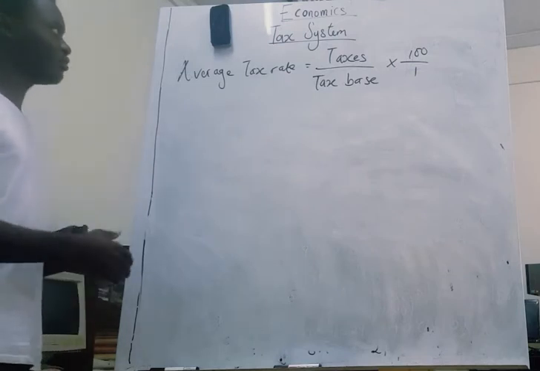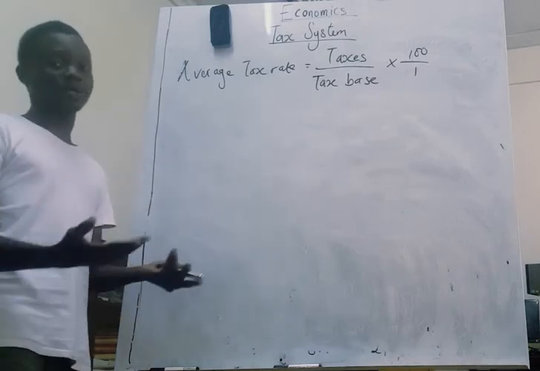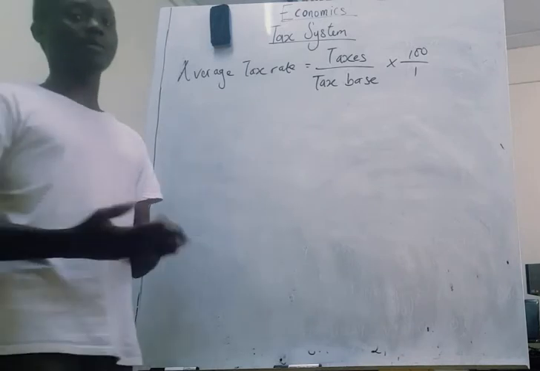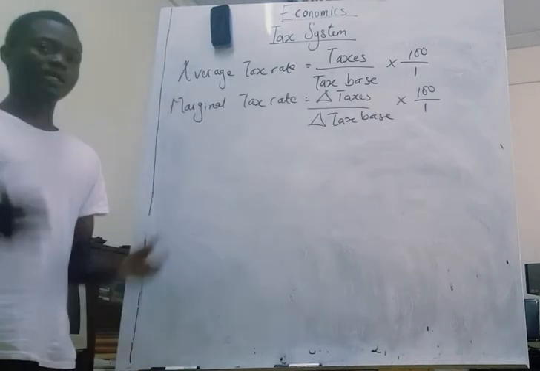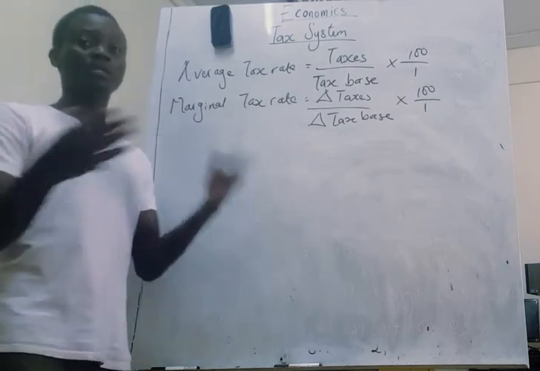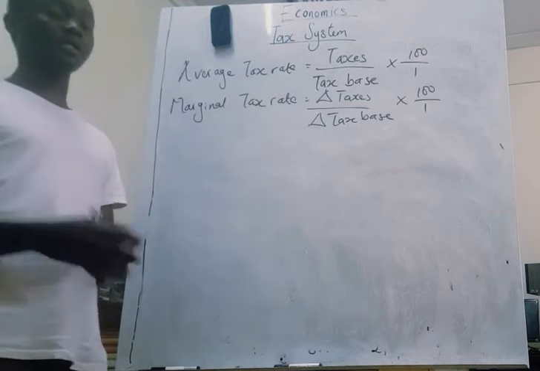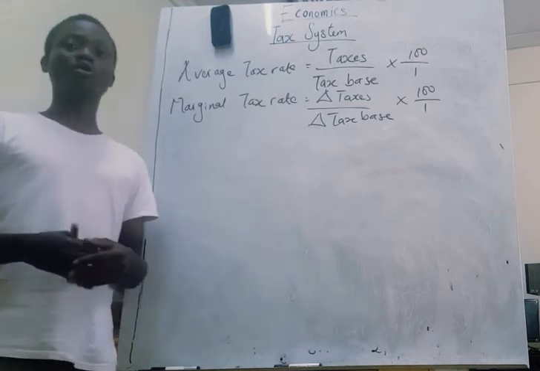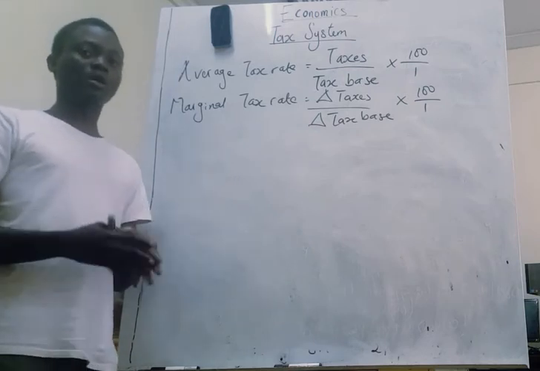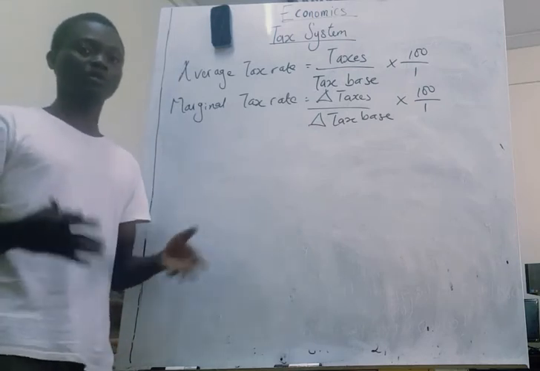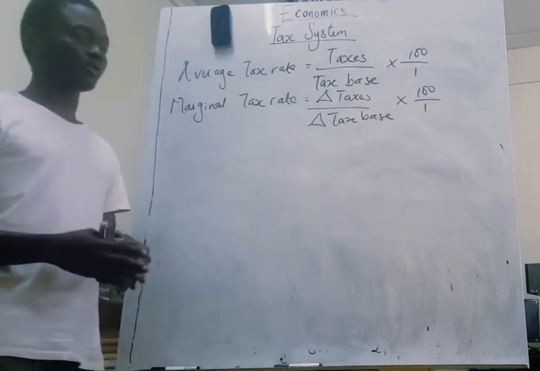So the marginal tax rate is the change in taxes divided by the change in tax base. In other words, change in taxes divided by the change in the object of taxation, times 100/1. In this video, we shall be talking about progressive taxes, regressive taxes, and proportional taxes, how to calculate them, and how to determine if the taxes paid by a given individual are progressive, regressive, or proportional, and so on and so forth.